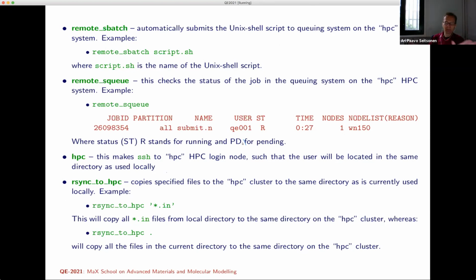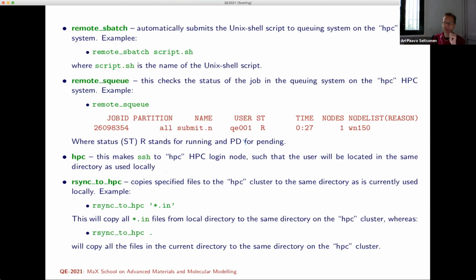So just be patient. Once you have launched a job, you can look at the input file using ESPRESSO, and then every now and then you check the remote SQ. If you still have this kind of line, it says that your job is running, because it's R, and once it has disappeared, your job has finished, and then you can copy the data. So please remember this: be patient, execute the remote SQ until your job has finished.